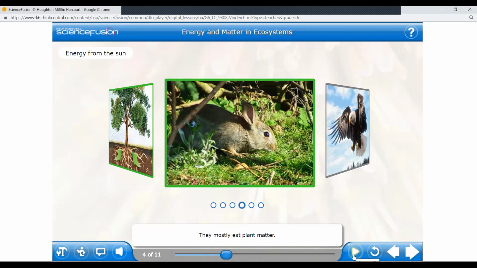Remember those three things? Herbivores, omnivores, carnivores. Herbivores, those eat plants. Omnivores, those eat both plants and animals. Carnivores, those eat only animals.